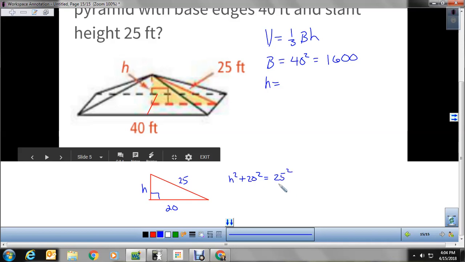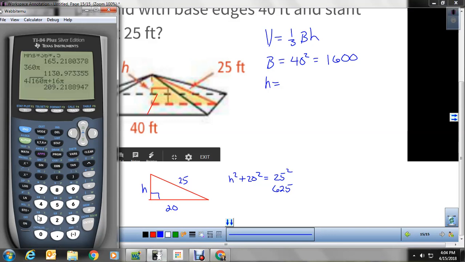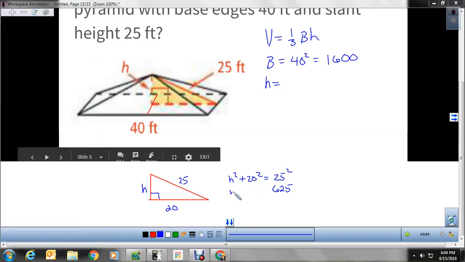So 25 squared is going to be 625. Let's double check that real quick. 25 squared, that gives us 625. And now we're going to have h squared plus 400 equals 625.